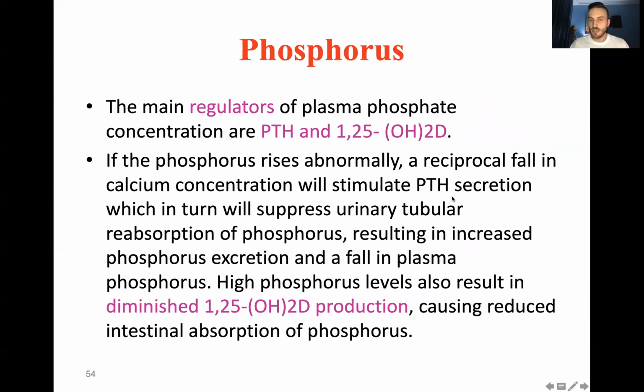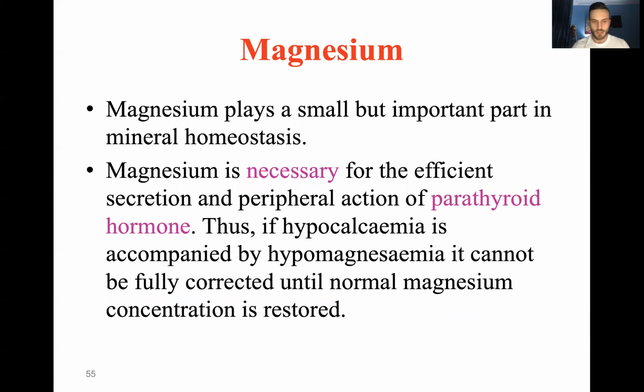So the regulation of the plasma phosphate involves two things, vitamin D and the PTH. The more PTH goes up, the more it will absorb calcium and release phosphate. So the PTH does not like the phosphorus.